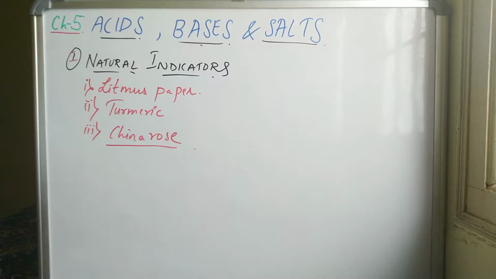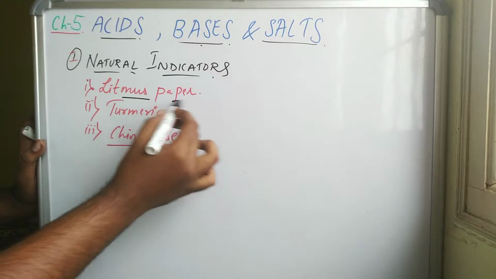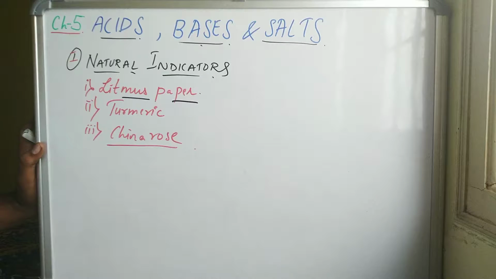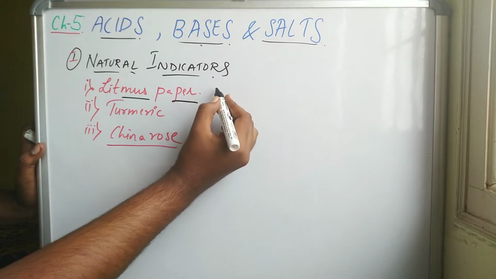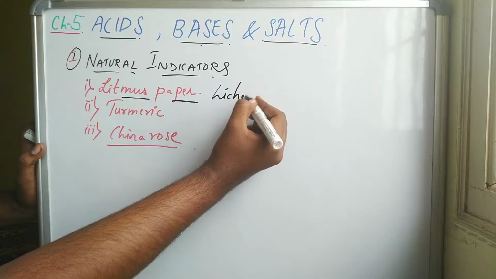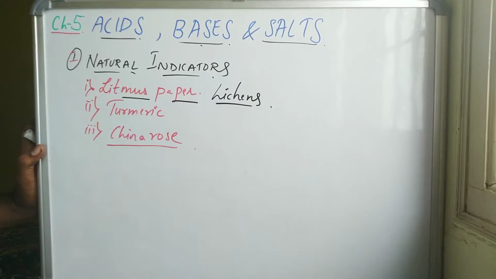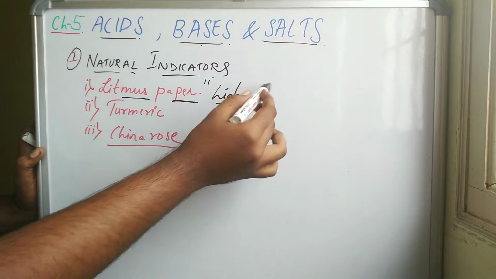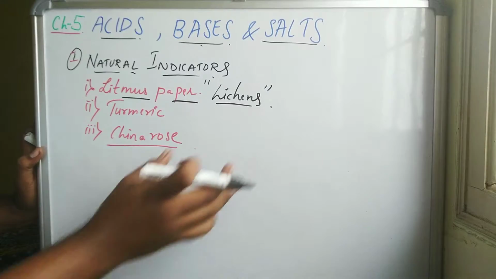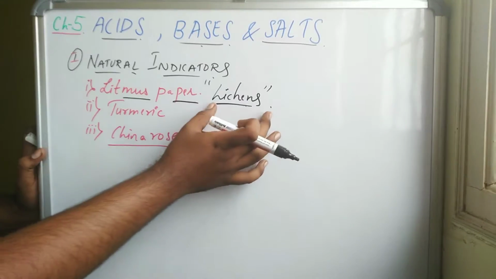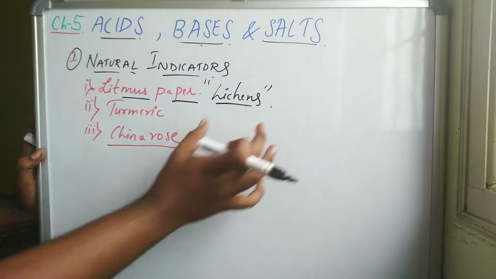So basically you have to understand that litmus paper is extracted from lichens. You have already studied about the symbiosis relationship in, I think, the first or second chapter. There we studied lichens. So litmus paper is extracted from lichens. This you have to remember.